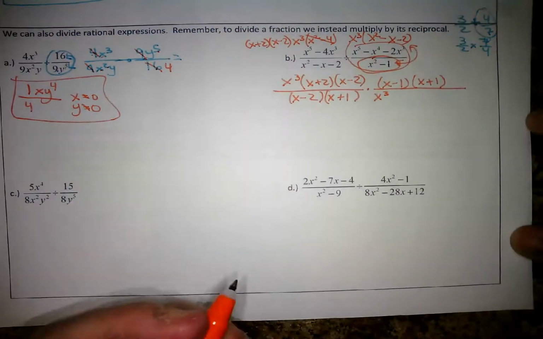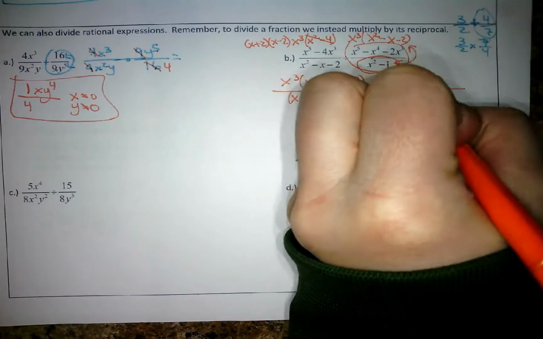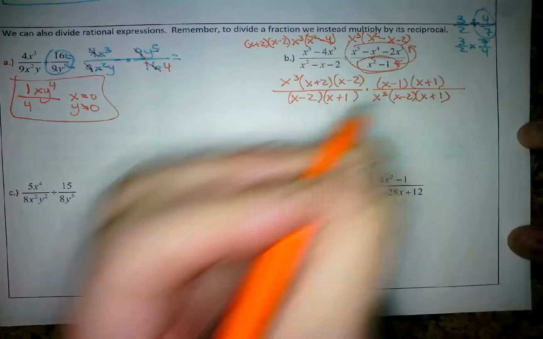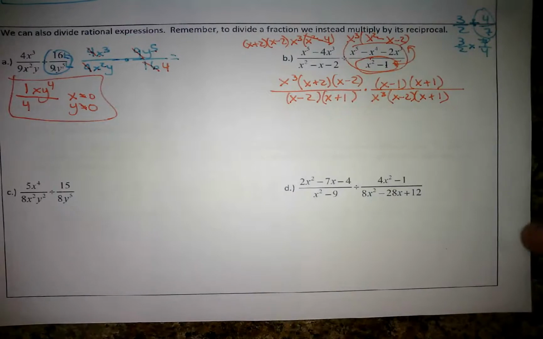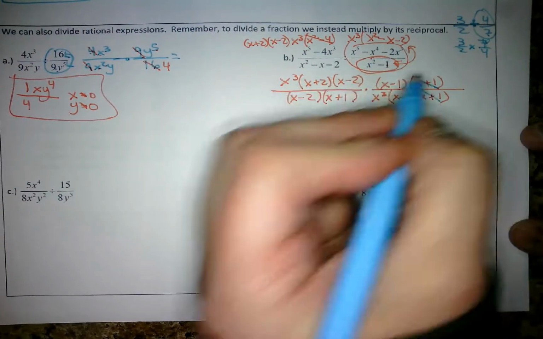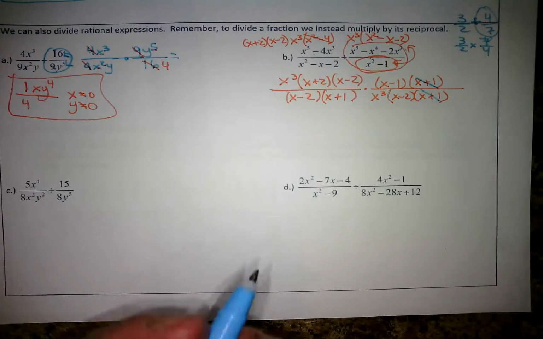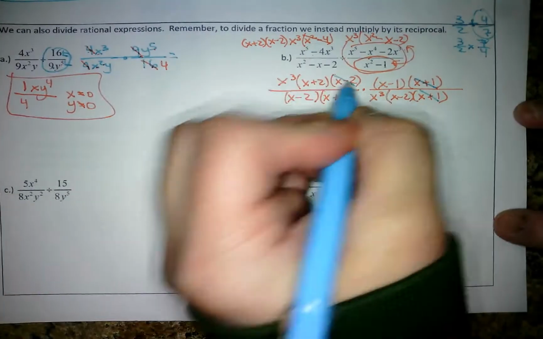And that's going to leave me with an x minus 2 and an x plus 1. Okay, so now I'm going to go on ahead and cancel things. But the biggest mistake I see on these is forgetting to flip that second one, or you flip both of them. Remember, you only flip the second one. x minus 2, x minus 2.